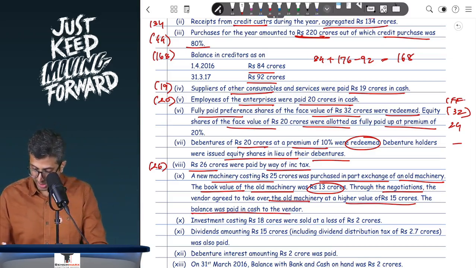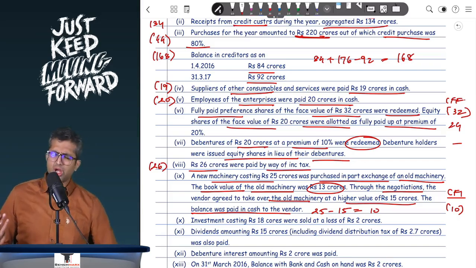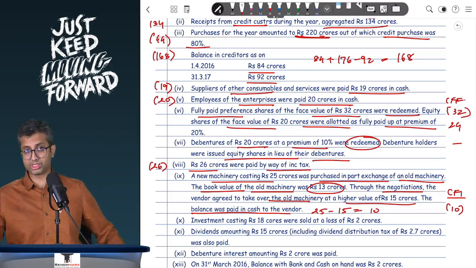You can directly take what is a direct cash flow. The balance was paid in cash to the vendor. So how much must be paid? 25 का machine है, minus 15 agree किया तो 10 पे हुआ रहेगा. This is CFI minus 10. Your entry would have been asset account debit 25, to bank 10, to old machine 13, to gain on sale 2.